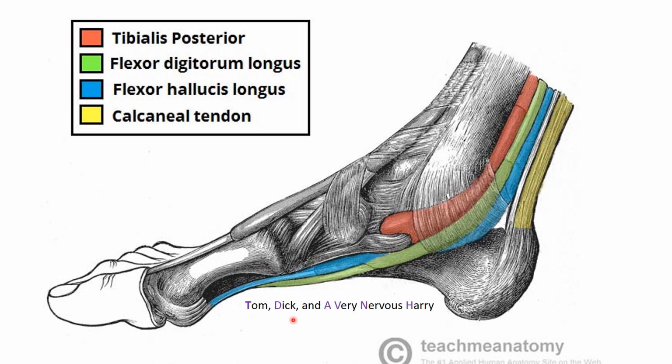So remember Tom, Dick, and a very nervous Harry. We are trying to identify the structures from anterior to posterior in relation to the medial malleolus.